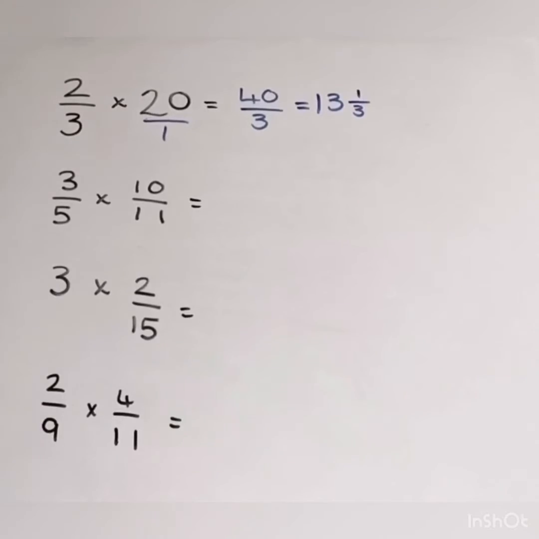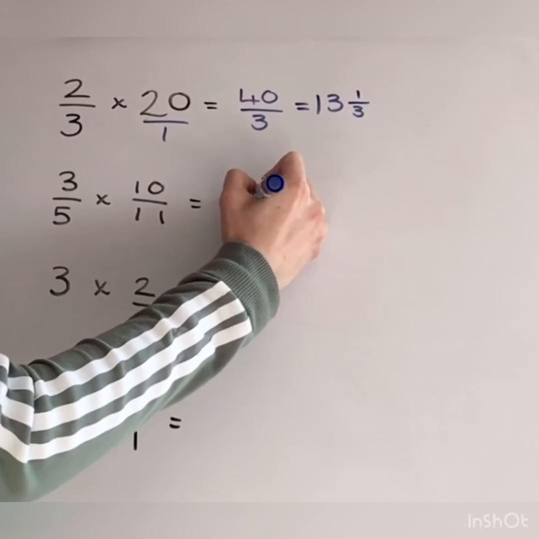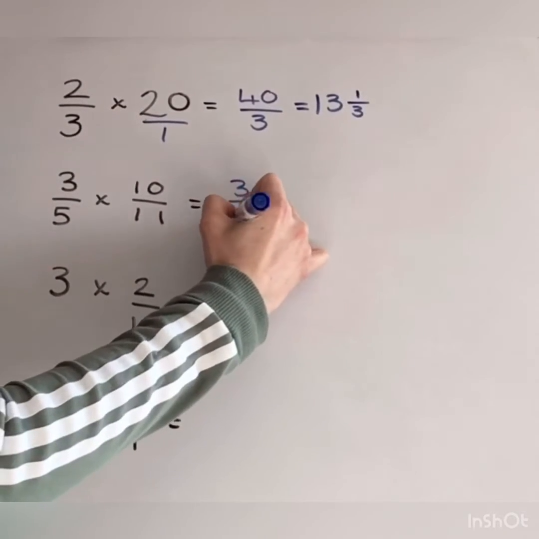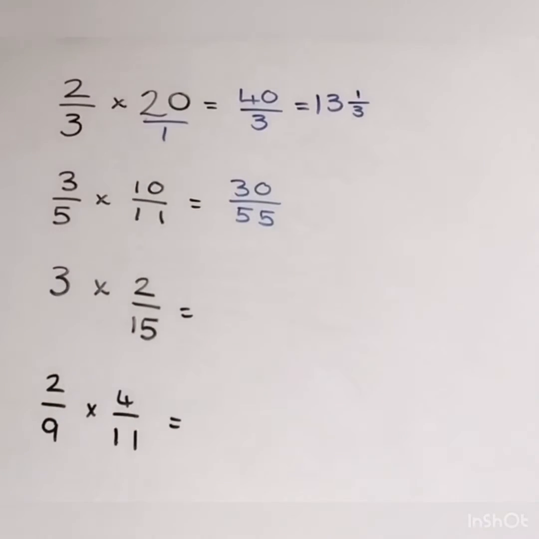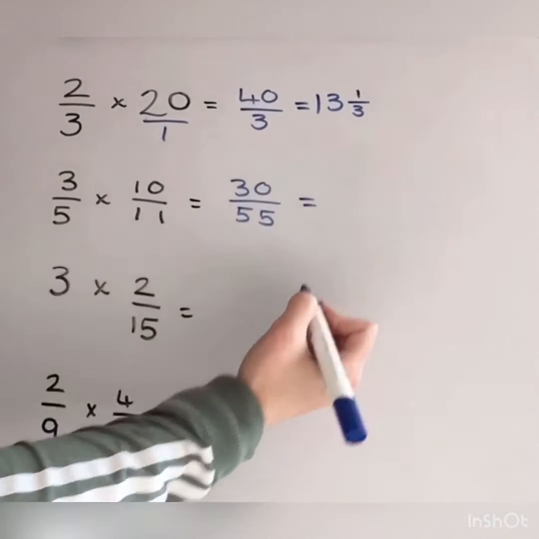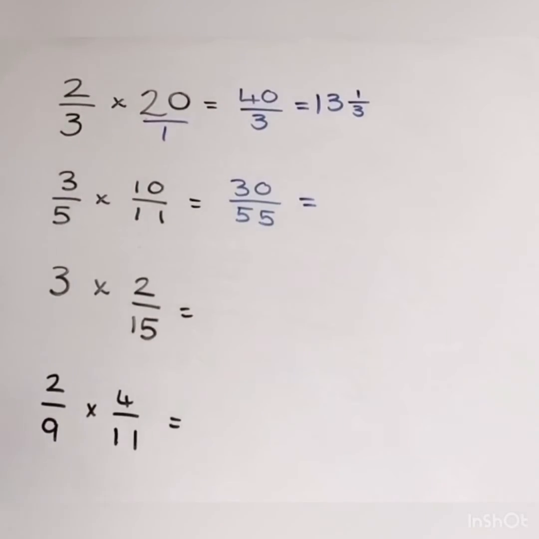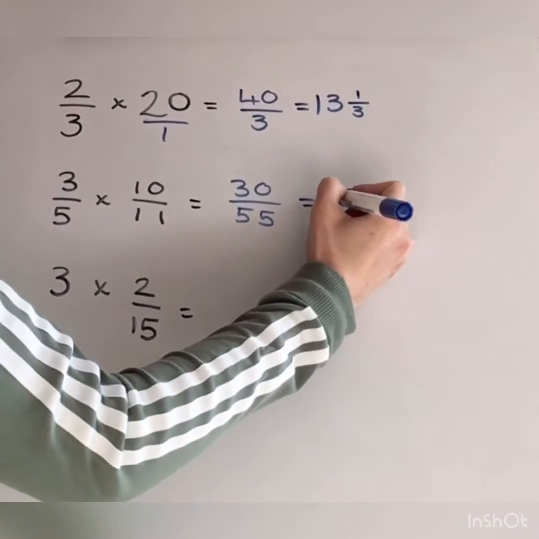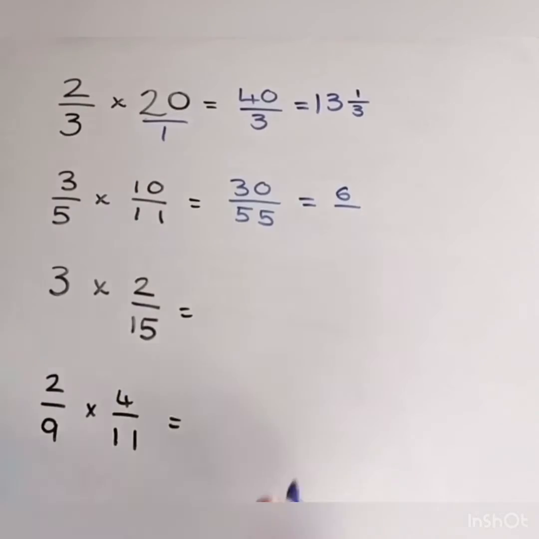So with the second one, 3 times 10 is 30, 5 times 11 is 55. And again, we always check to see if we have any common factors. Now I can see that 5 is a factor of both 30 and 55. So I'll divide the top and the bottom by 5. 30 divided by 5 is 6, and 55 divided by 5 is 11. And that there is in its simplest form, 6/11.